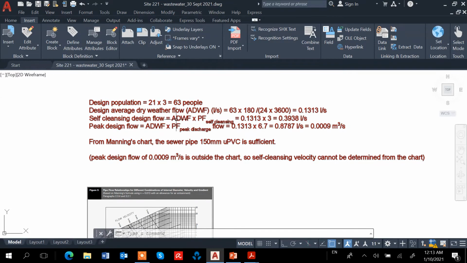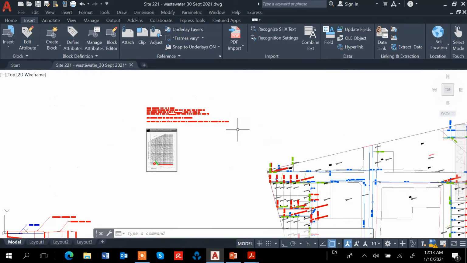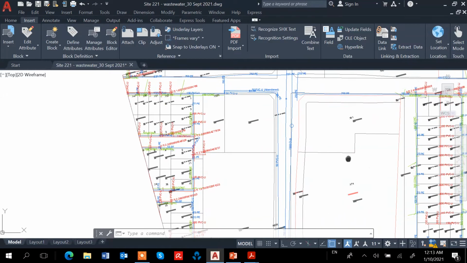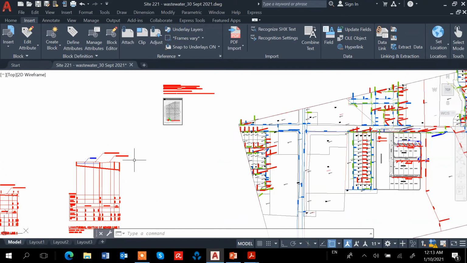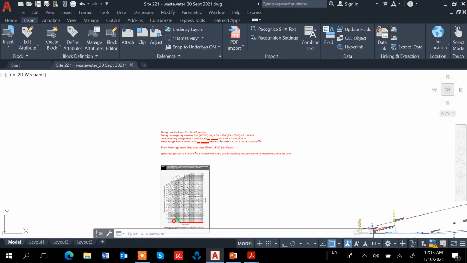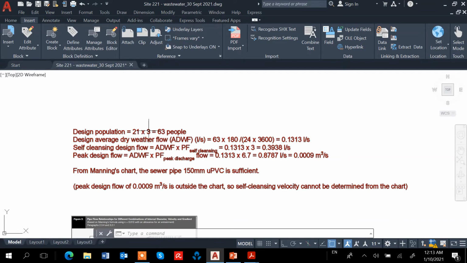So the design population is, there are 21 lots. 21 lots, and then this one lot, the residential house, is either 3 or 4 bedroom, so we consider 3 persons, so the 63.